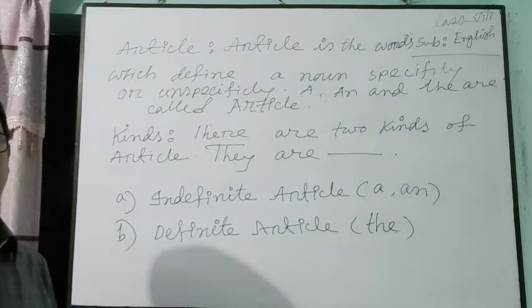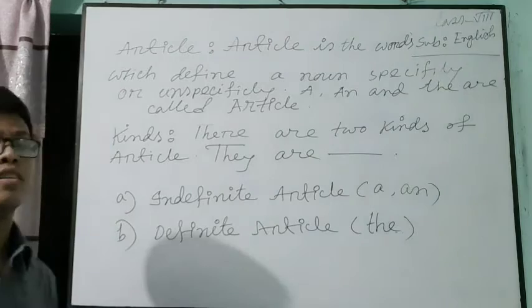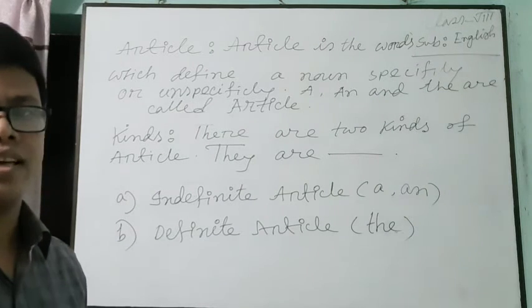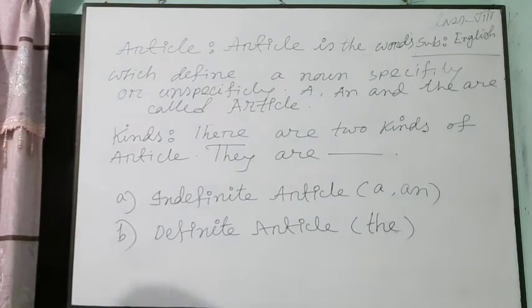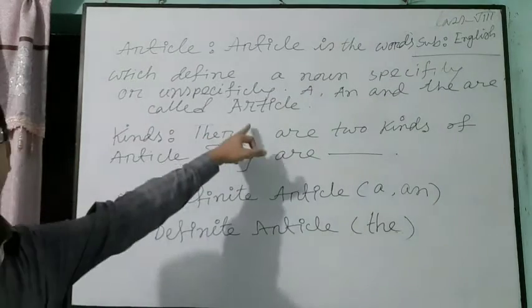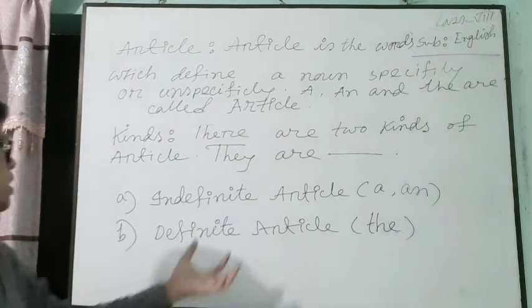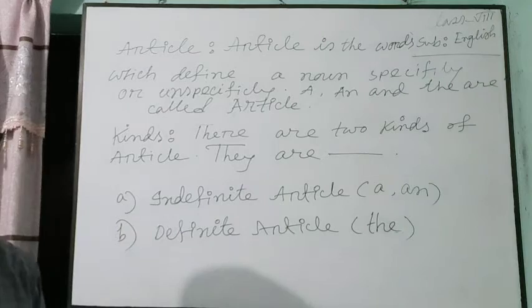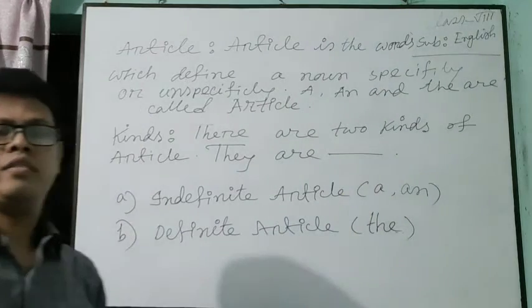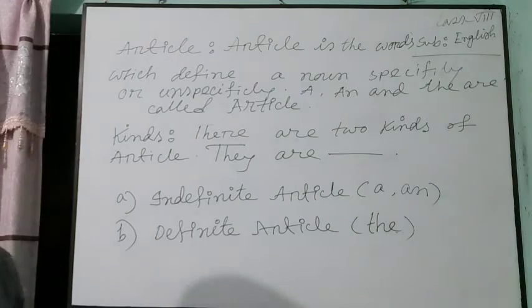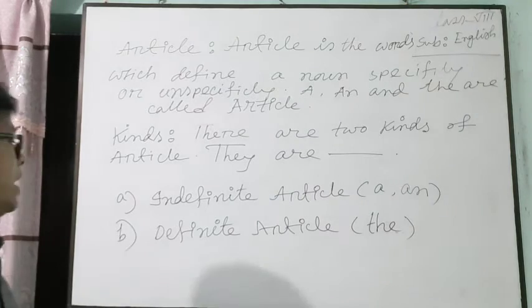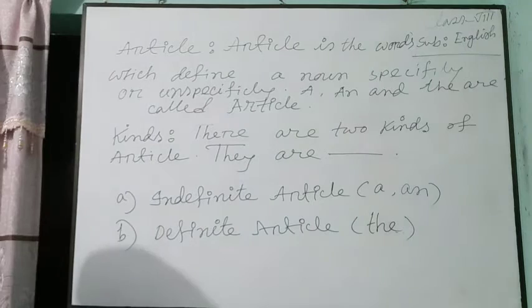At the outset of my lecture, I would like to define article. Students, at first we have to know what an article is. Articles are the words which define a noun specifically or unspecifically. In other words, a, an and the are called articles. There are two kinds of article: indefinite article and definite article. A and an are known as indefinite articles and the is known as the definite article. Students, let us know the definition of definite and indefinite article.